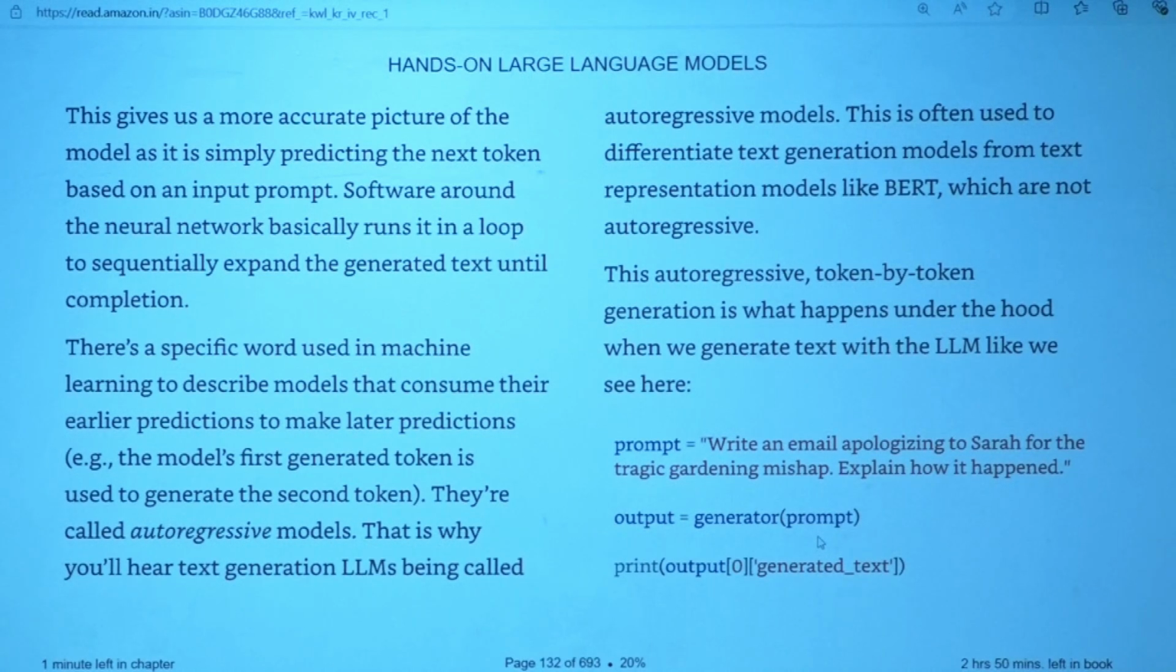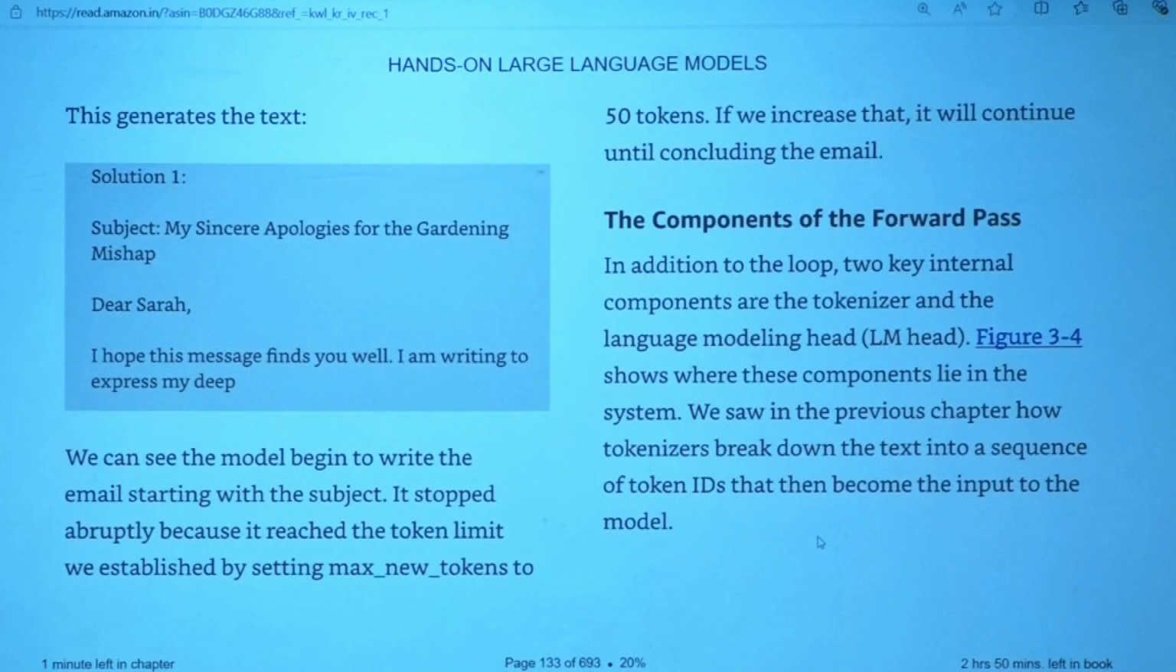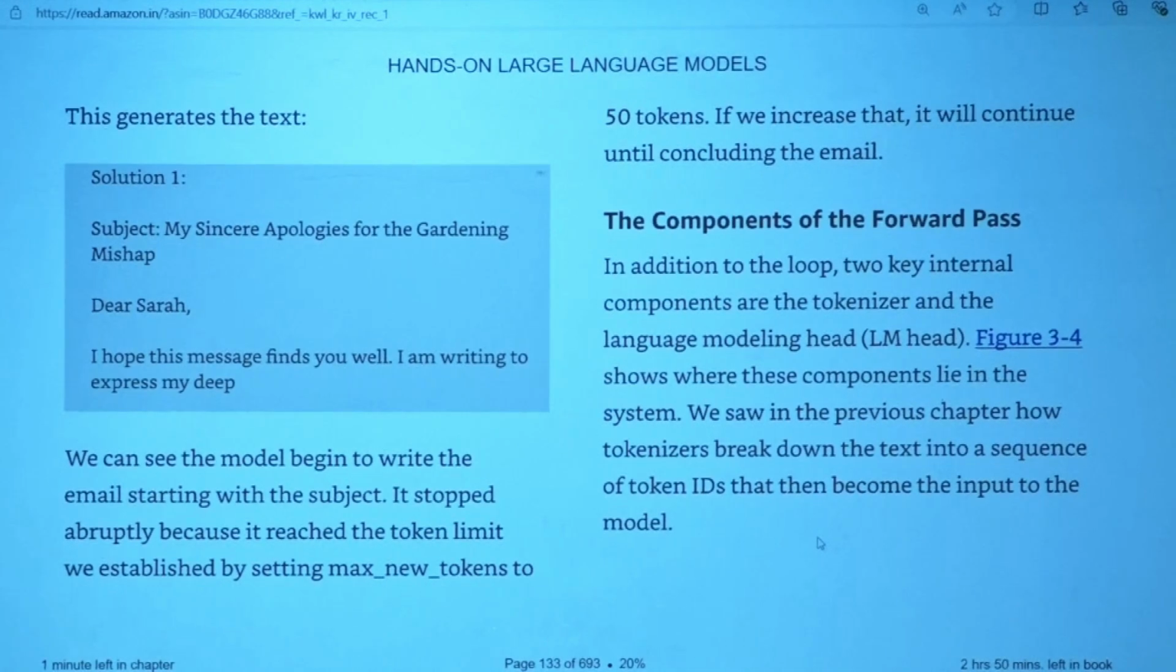Now, if I ask for printing output 0 generated text, next page, it generates this text. This is the output text. Now, you see it has generated a pretty good text out of the LLM. Now, it has stopped at a particular point. The reason it stopped is very simple, because I didn't show you that. While generating, I had asked for a maximum limit. So, it stopped at maximum limit.